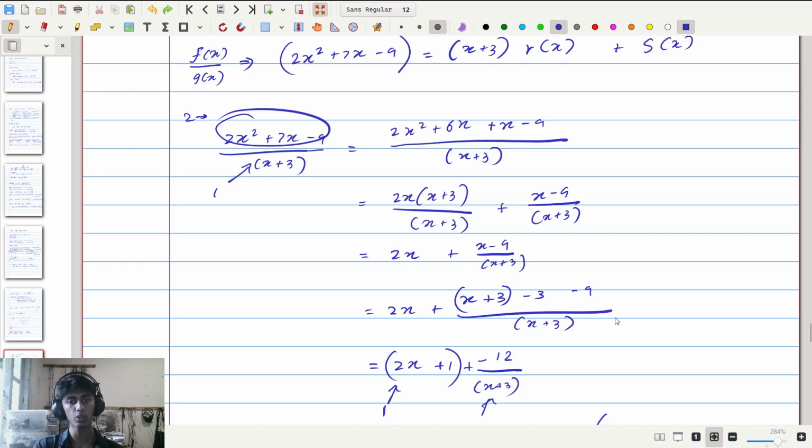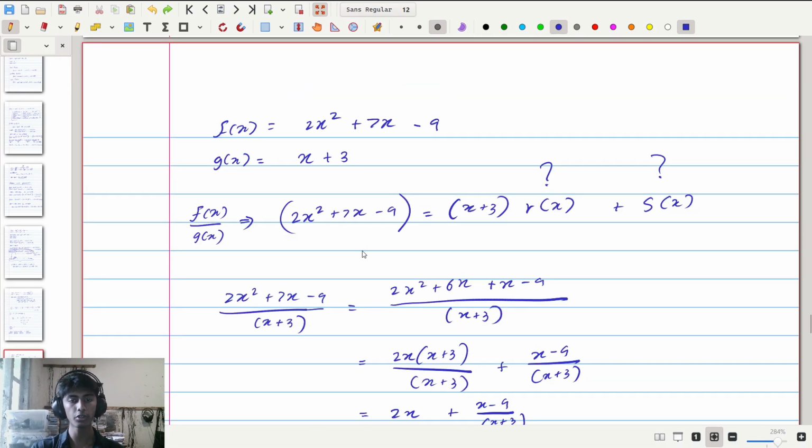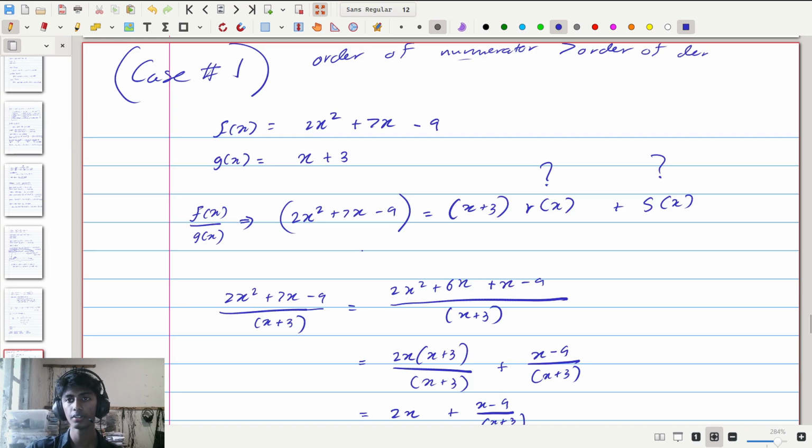In this case, we were able to successfully divide the top by the bottom because the order of the top was greater than the order of the bottom. This is a necessity. So I'm actually going to label this as case 1. So this is case number 1. Case number 1 is order of numerator is greater than order of denominator. So right now I'm going to spoil something for you.